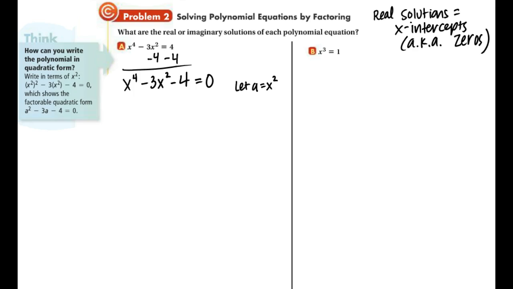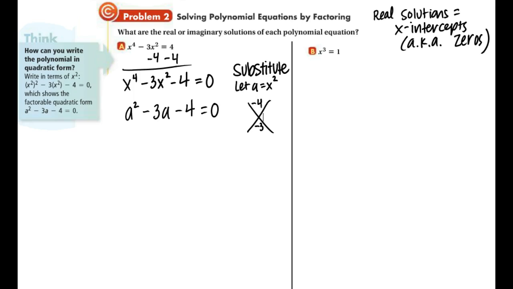So in this case, I'm going to be letting a equal x squared. So that means I now have a squared minus 3a minus 4 equals 0. So taking a look at this think box over on the left side, when you substitute a for x squared, we now get this quadratic that we can factor.